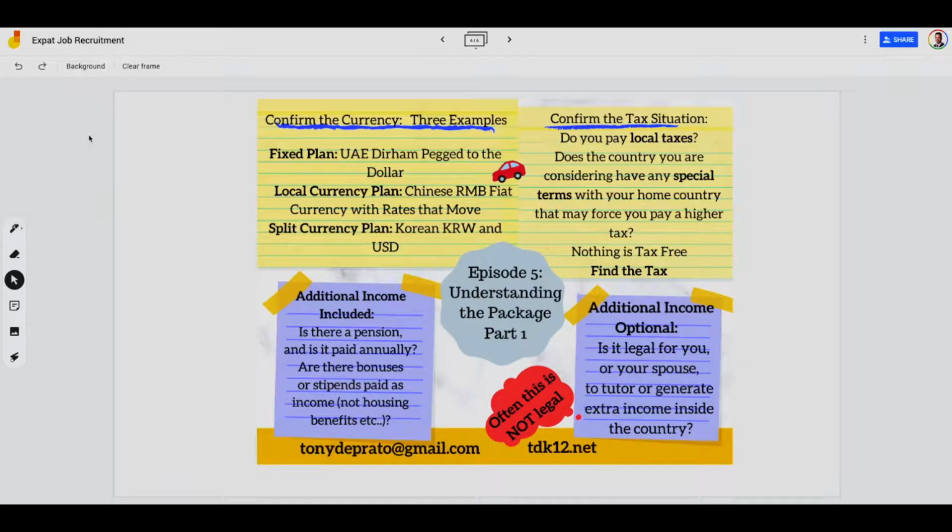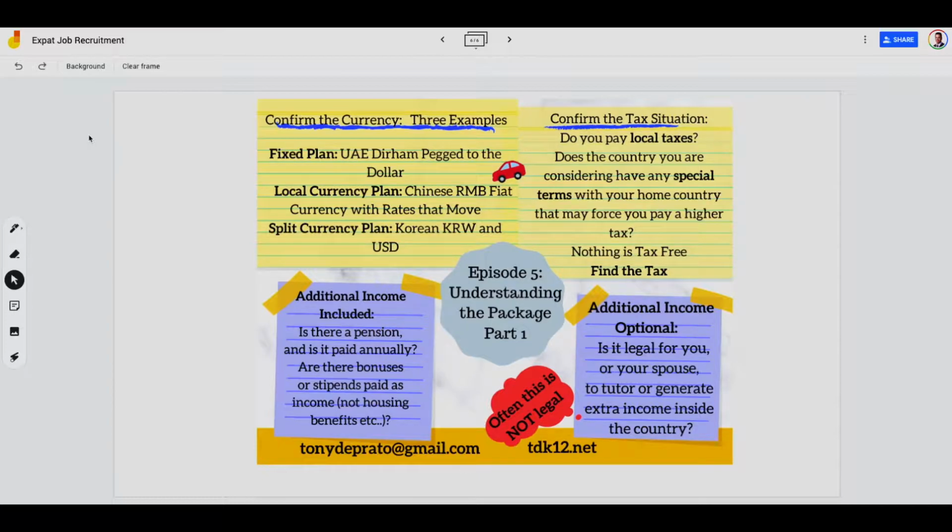Because they did that in their home country, so why not? I mean, they feel like they have enough time, they're going to do a second job. Often, that's not legal. If you want to work somewhere where you need to earn extra income, you need to confirm with the school that it is legal for you to tutor or whatever else you want to do.